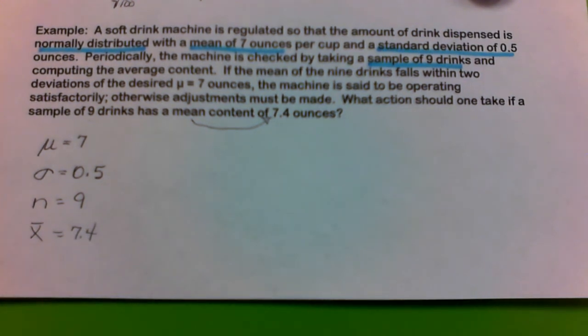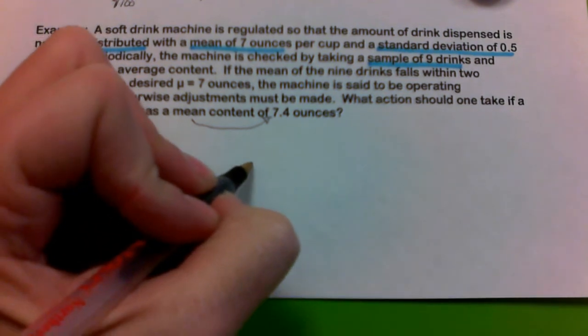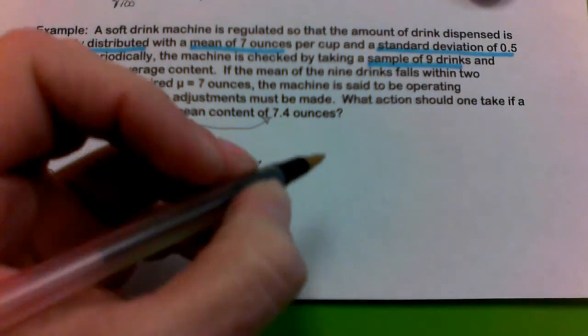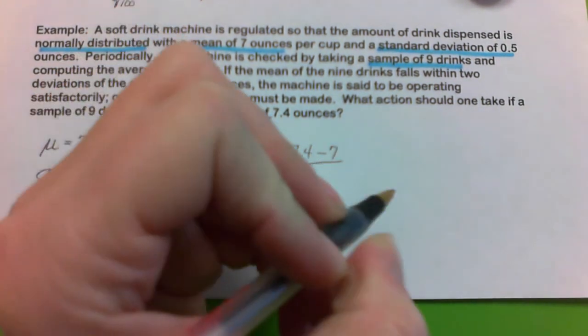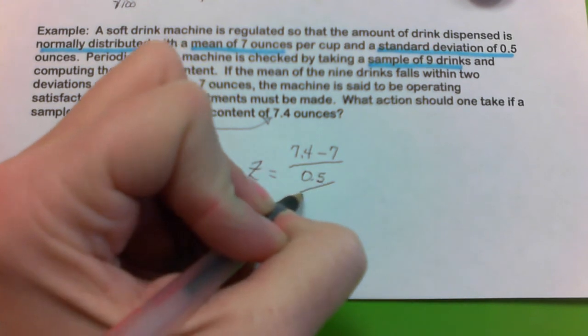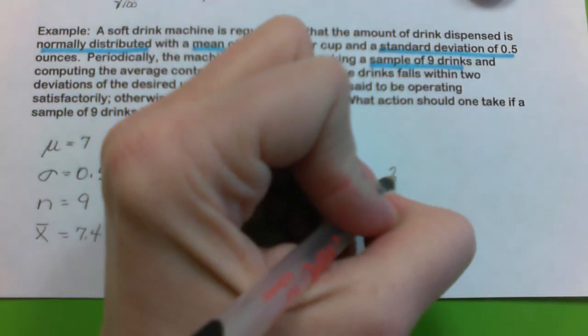Now, this is talking about standard deviations. Well, Z values are standard deviations. So it needs to fall within 2 standard deviations. So that tells me that my Z needs to be a number 2 or less. So all we have to do is calculate the Z value. So Z equals X bar, 7.4 minus mu, which is 7, divided by sigma, 0.5, divided by the square root of n, because we're referring to that sample of 9. And when you calculate this, your Z value is 2.4.